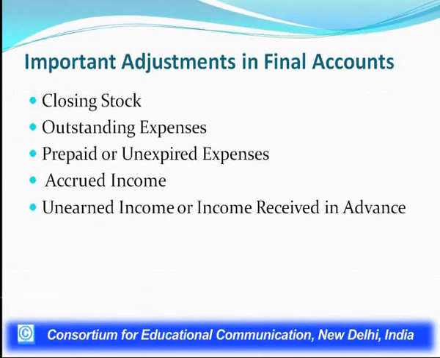Now we would like to explain the important adjustments. There is a long list of adjustments which we see: closing stock, outstanding expenses, prepaid or unexpired expenses, accrued income, unearned income or income received in advance. Closing stock is the goods which is unsold at the end of the year and not recorded in the books, so we need to record it.